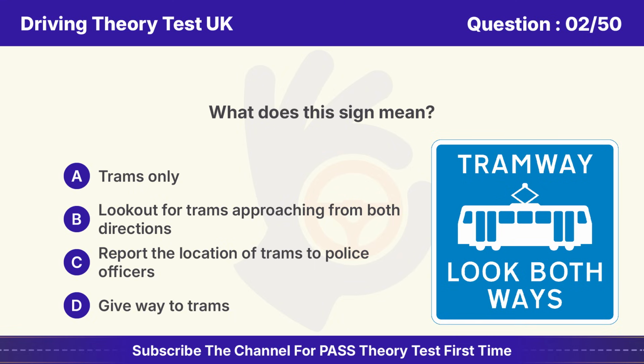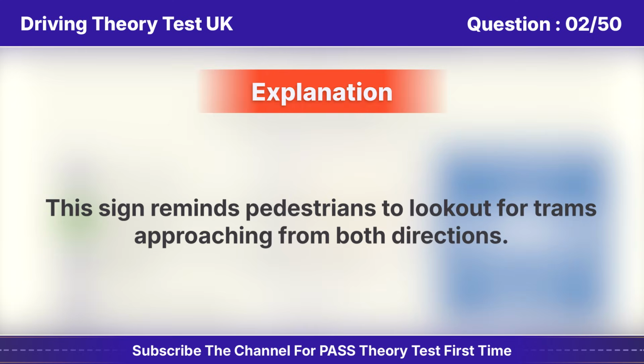Question 2. What does this sign mean? Answer is B. Look out for trams approaching from both directions. This sign reminds pedestrians to look out for trams approaching from both directions.